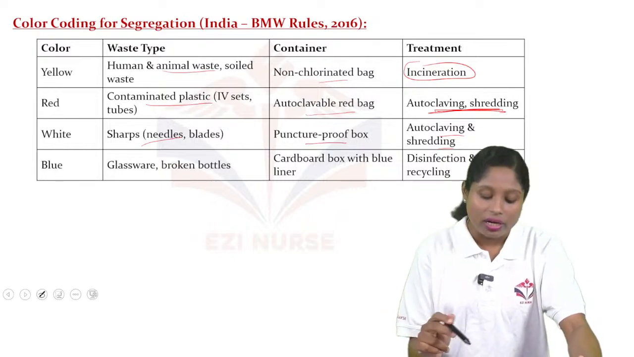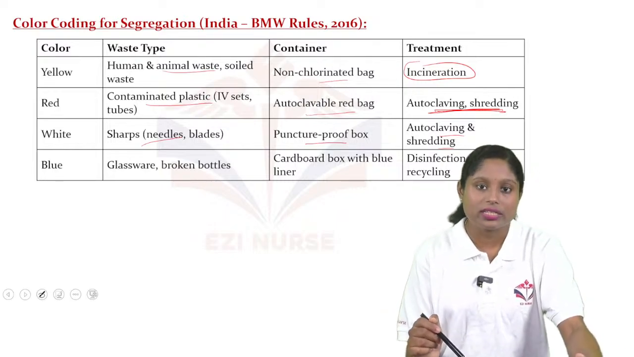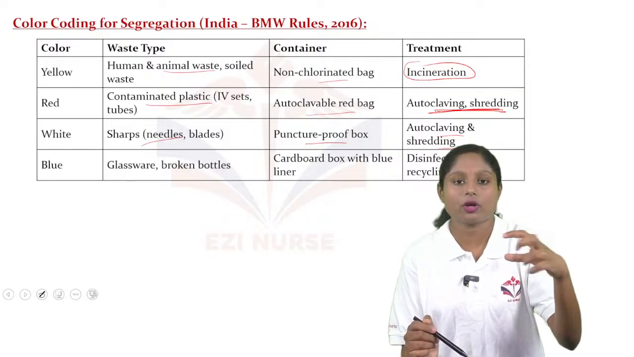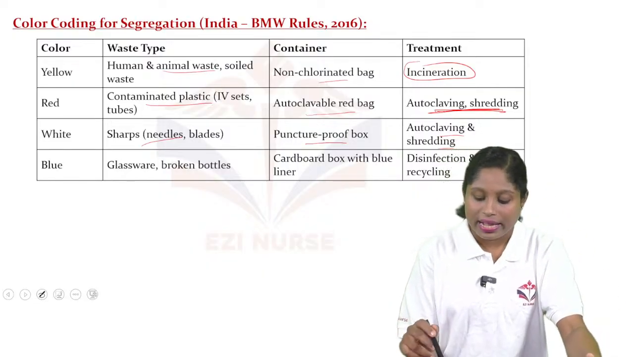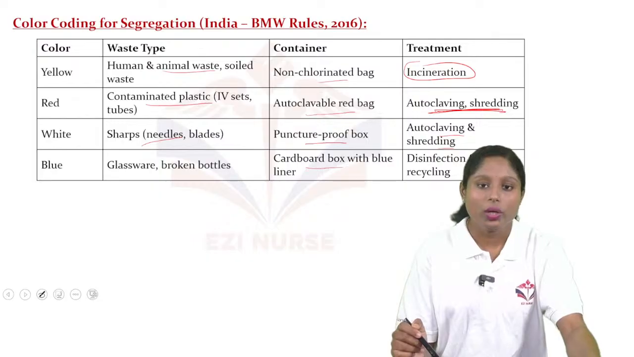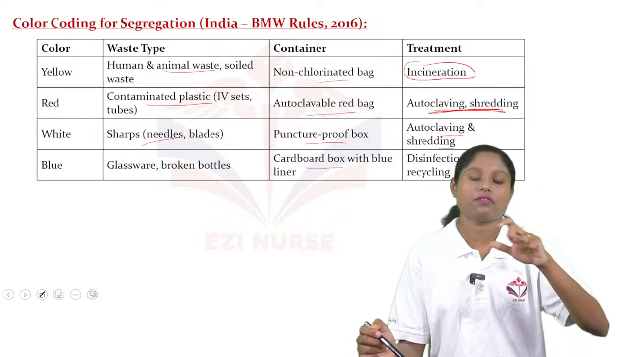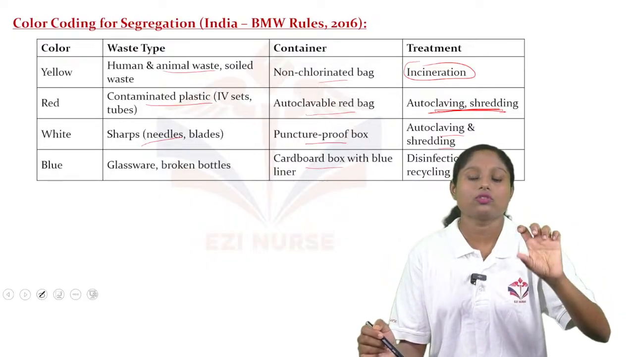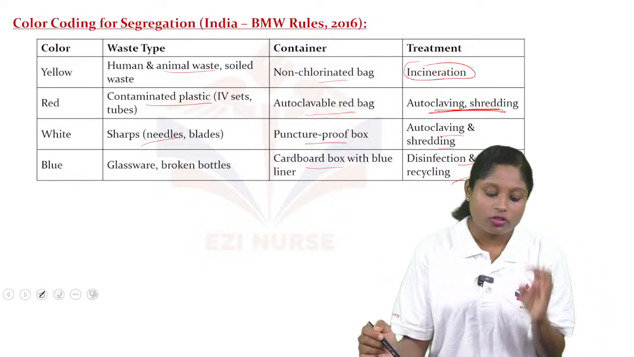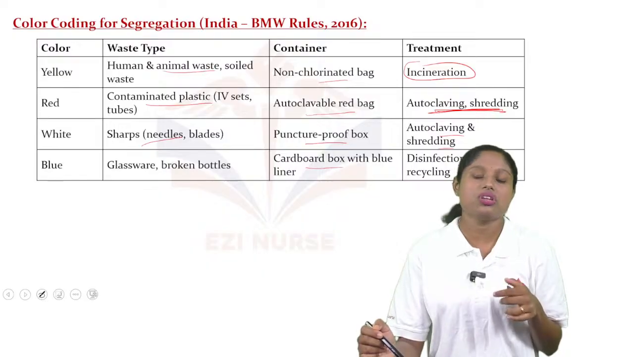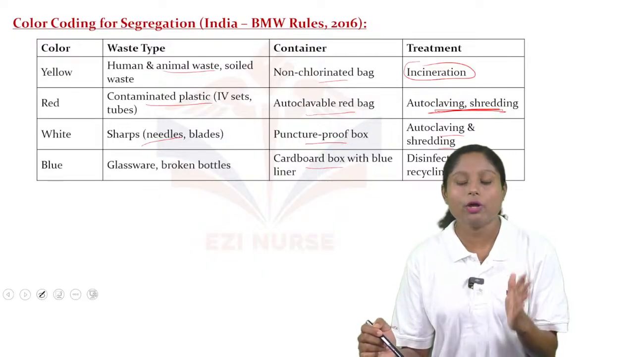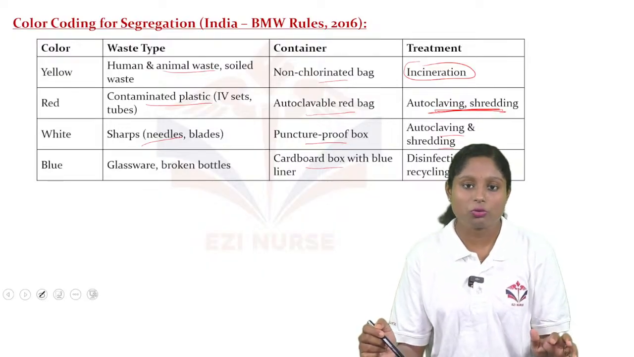Next is blue. Glassware or broken bottles like medicine boxes, we will throw in the blue. It is a cardboard box with blue liner. The treatment is disinfection and recycling. The medicine boxes, after we draw out the medicine, will be put in the blue. So this is the color coding of segregation in India based on the biomedical waste management rules of 2016.